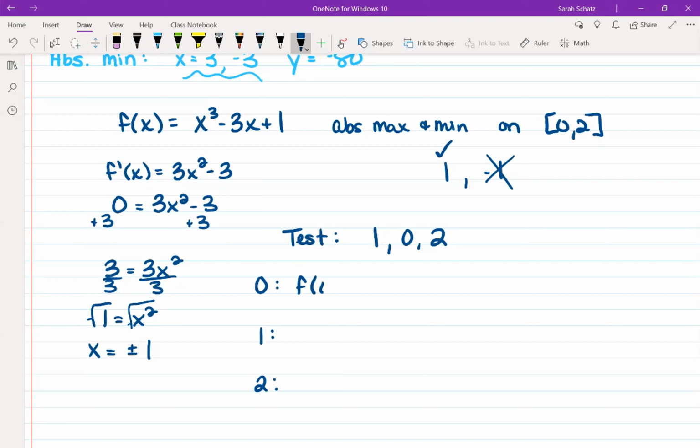So go back up to the original function and put 0 in for all the x's. That's going to look like 0 cubed minus 3 times 0 plus 1, and I'm going to get a 1. So what did I find? I found that x equals 0 and y equals 1.